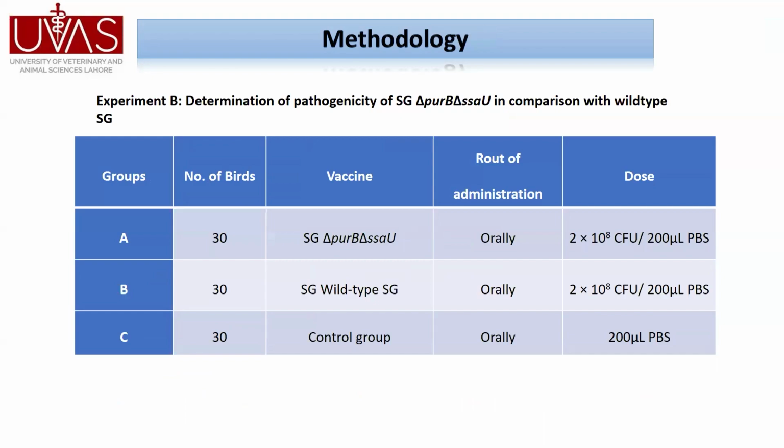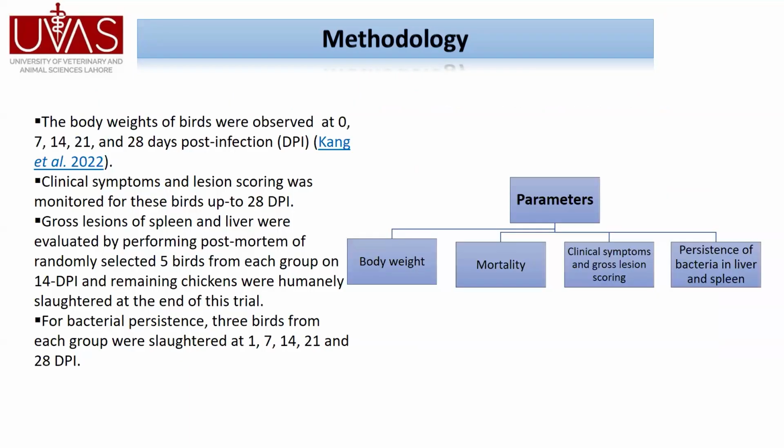If the wild type is pathogenic and the mutant has lost its pathogenicity, the hypothesis was that it should not cause any damage to the bird. So we measured different parameters: body weight, mortality pattern, clinical symptoms, gross lesion scoring, and persistent bacteria in liver and spleen.